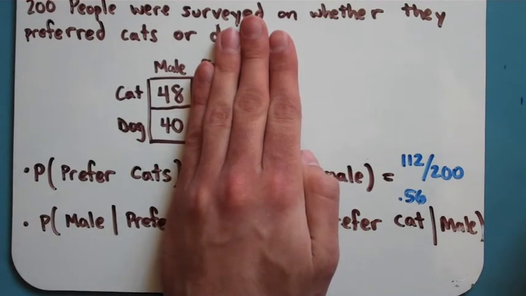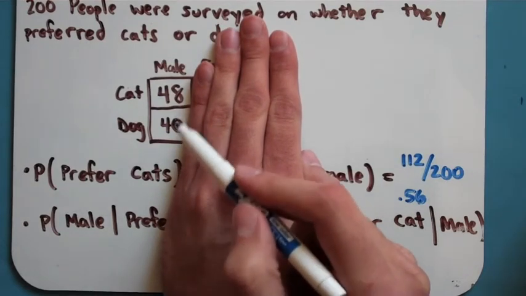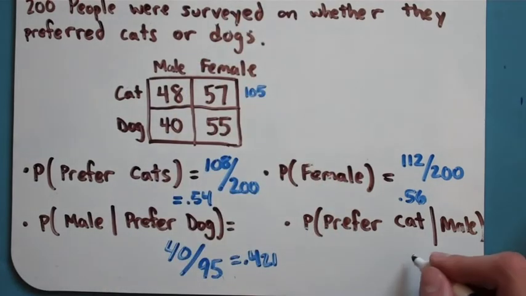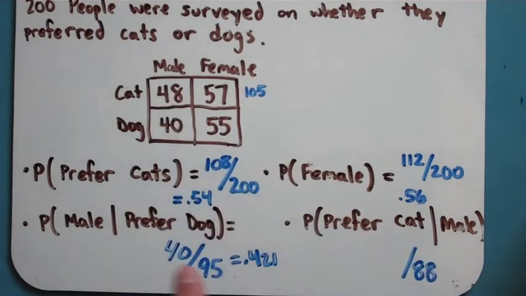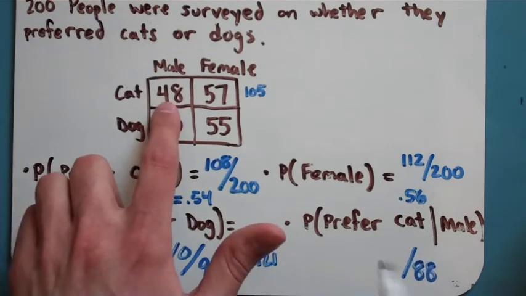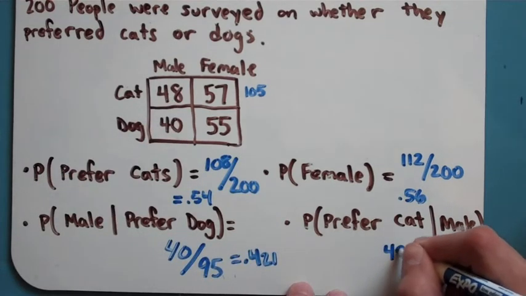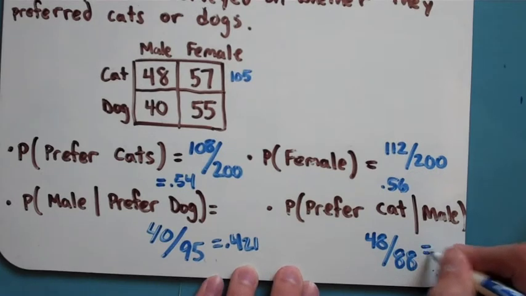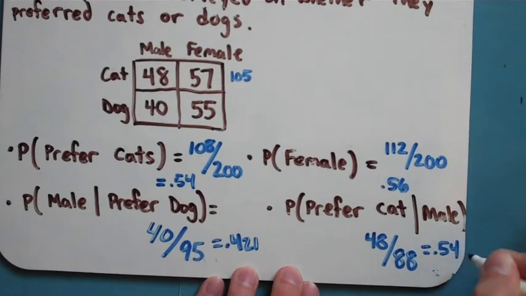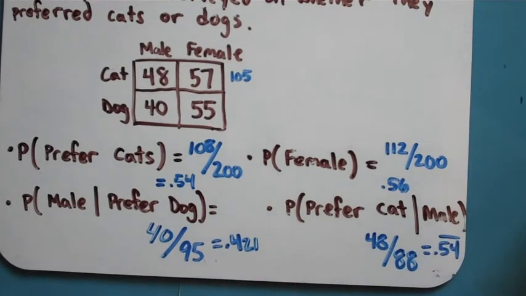So we're only looking at 48 plus 40 is 88 people. So this probability is going to be out of 88 because there's only 88 males here. And the ones who prefer cats are these guys up here. So it's going to be 48 out of the 88 people, which if you divide that out is 0.54 repeating. So we got about a 54% chance, 5454, etc., of getting that to happen.